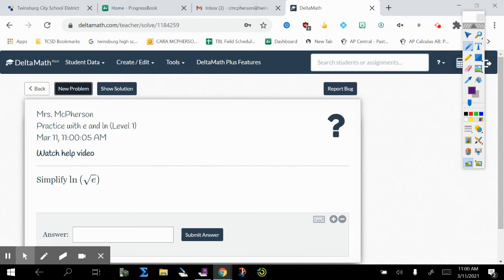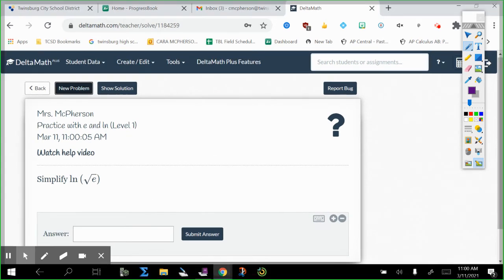One specific one I want to talk about. This one, you can rewrite that as e to the 1/2. So you can do natural log of e to the 1/2, and then you can cancel the ln and the e and get 1/2.